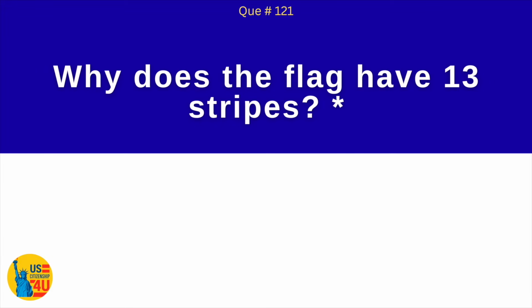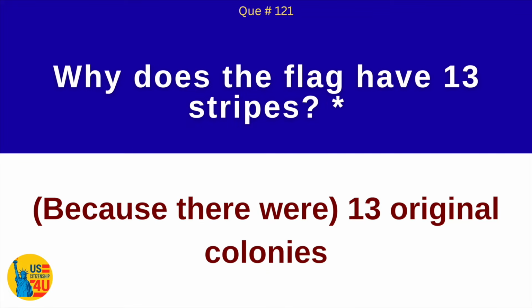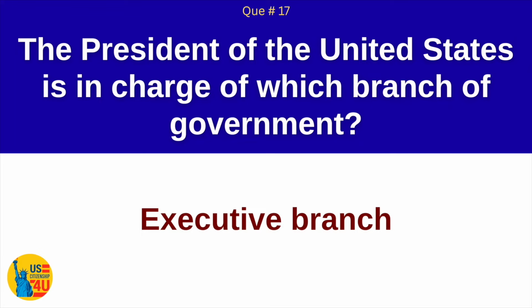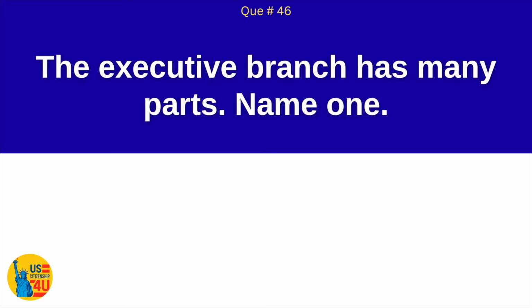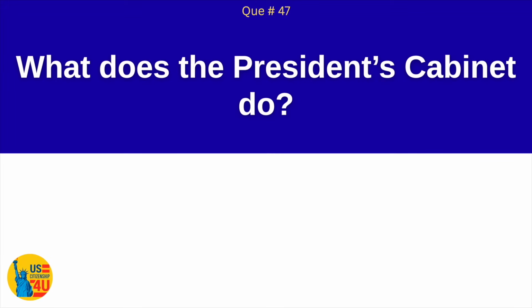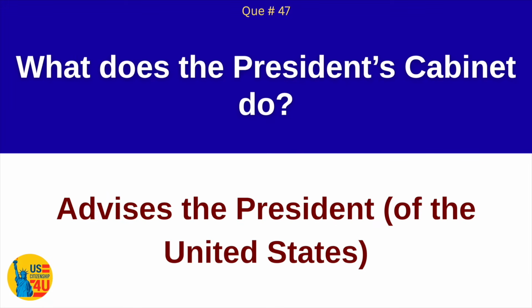Why does the flag have 13 stripes? Because there were 13 original colonies. The President of the United States is in charge of which branch of government? Executive branch. The executive branch has many parts. Name one. President of the United States. What does the President's cabinet do? Advises the President of the United States.